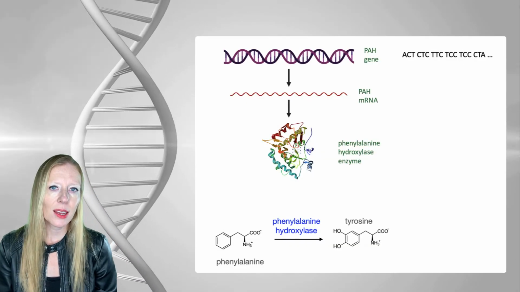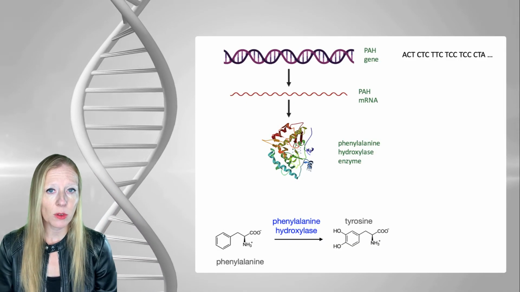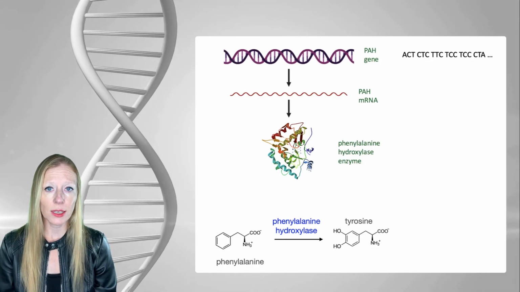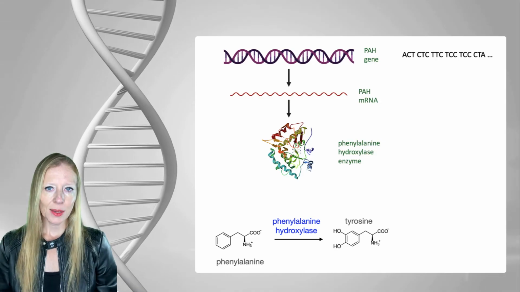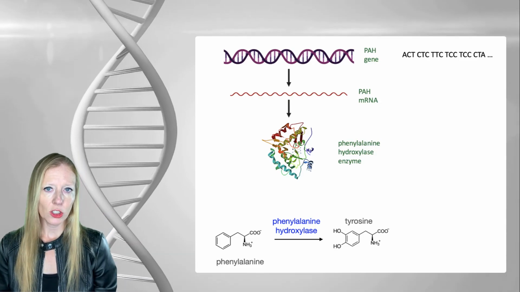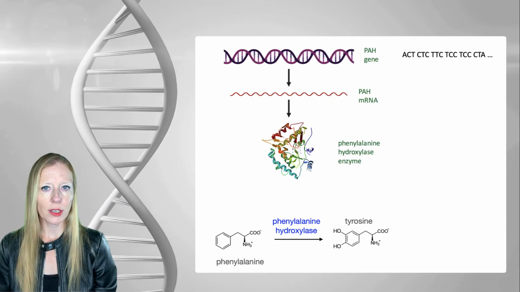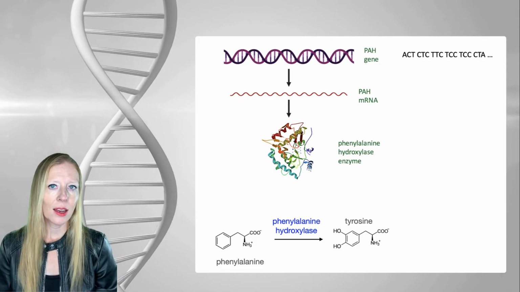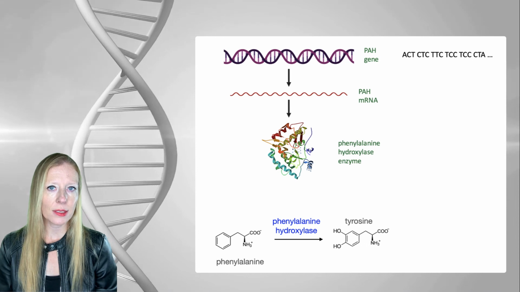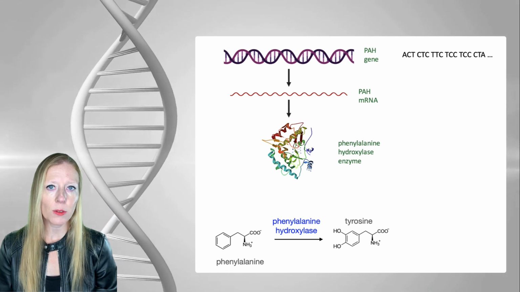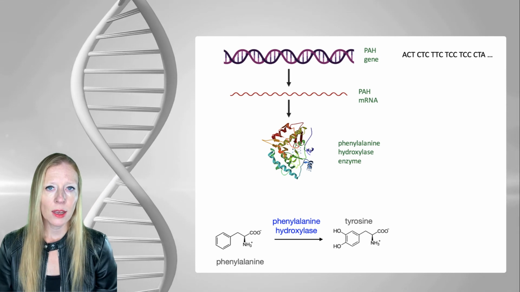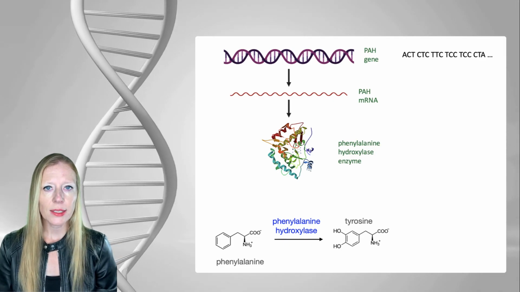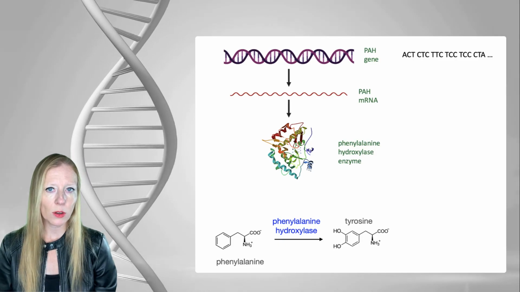For example, let's take the enzyme phenylalanine hydroxylase that we've met before. This is the enzyme that catalyzes the production of tyrosine from phenylalanine. The enzyme is encoded by a gene, PAH. This is the first several bases of that gene, ACT, CTC, TTC, TCC, TCC, CTA. Of course, it's longer than this. There are 3,759 nucleotides that code for 452 amino acids. These amino acids are folded to make a subunit of the functional protein, which has either 2 or 4 identical polypeptides.